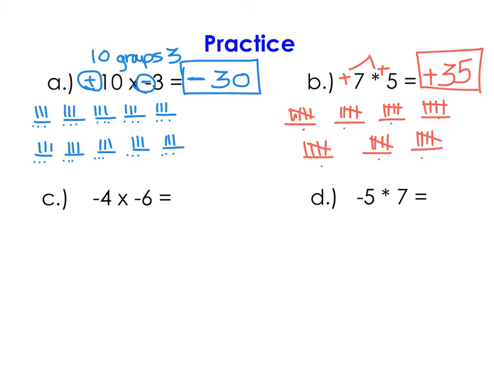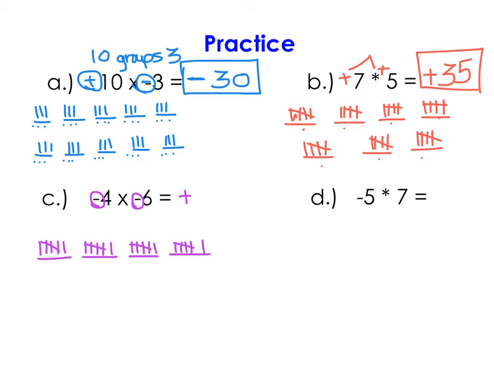So here I have a negative times a negative. So 2 numbers with the same sign, negative times a negative is going to give me a positive result. And then I have 4 groups of 6. 1, 2, 3, 4, 5, 6. 1, 2, 3, 4, 5, 6.